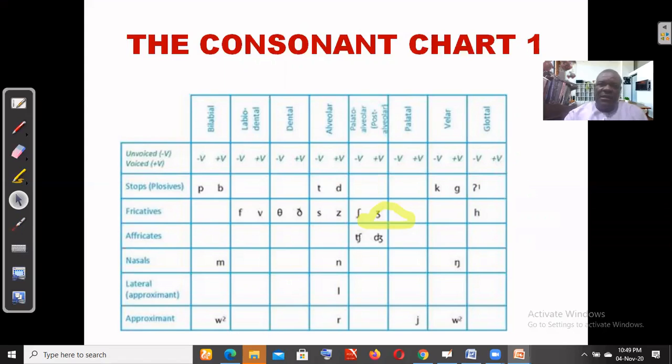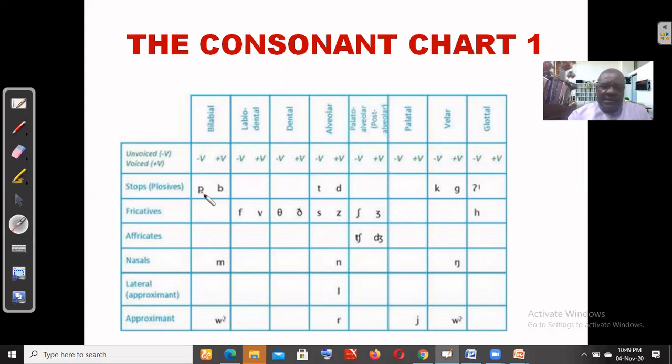Here we have the consonant chart. I want us to look at the consonant chart. You can see the consonant chart here. And sounds that are consonant are identified according to certain parameters. We look at the place of articulation, the manner of articulation, and voicing. These are three major parameters for looking at the various classes of consonant sounds.